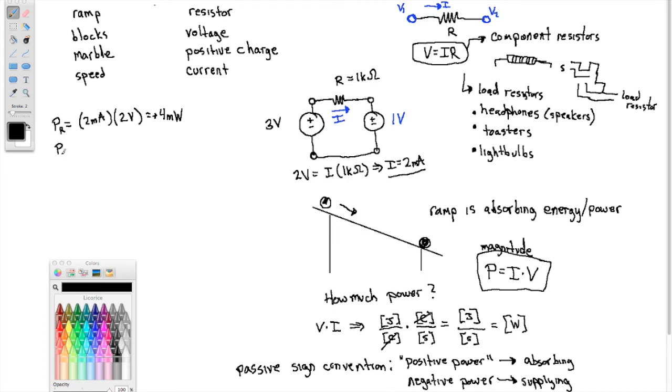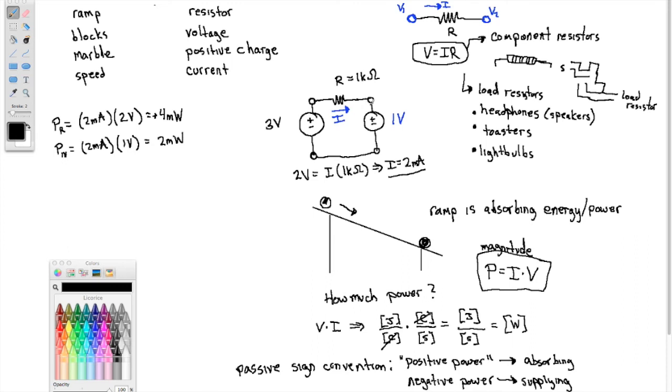Now the power in the 1 volt source. Well, that 2 milliamps has nowhere to go but through the source. So the current through that source is 2 milliamps. The voltage across it is, of course, 1 volt. That's what a voltage source does, it fixes the voltage across it. So when I do that multiplication, I get 2 milliwatts.